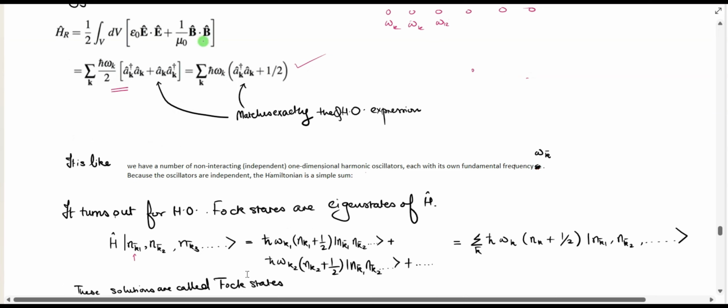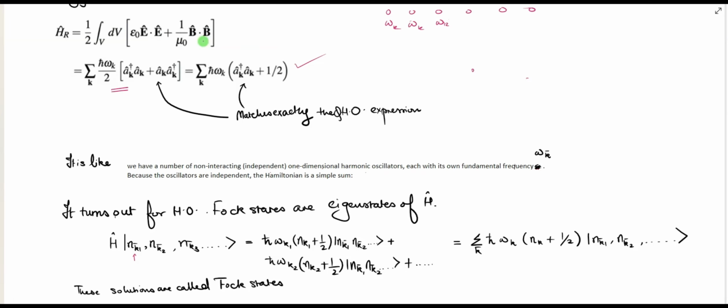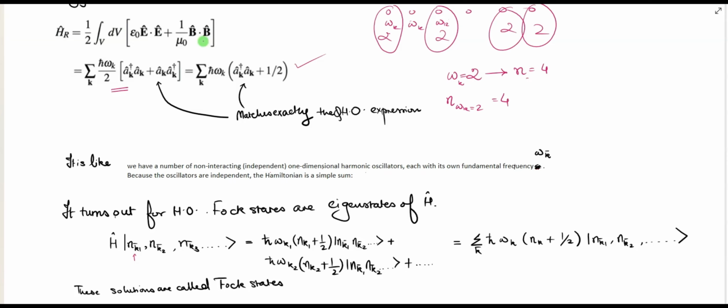Now, it turns out if we consider Fock states, so what are Fock states? We will bunch all the harmonic oscillators, let's say ones having the omega k to be equal to 2, let's say. So we will bunch them together and call that omega equal to 2 leads to n equal to 4 particles. So n times omega k, or you can replace omega k with k equal to 2, is equal to 4.